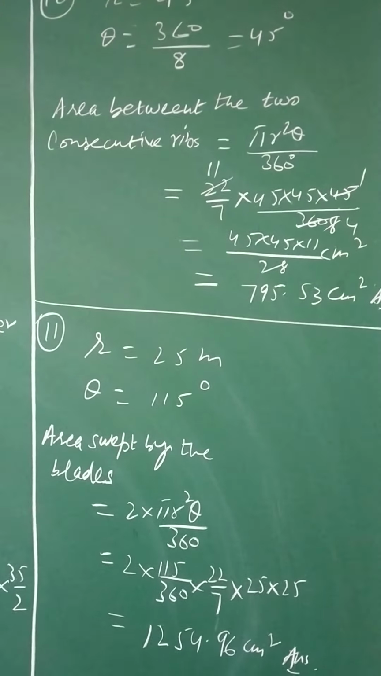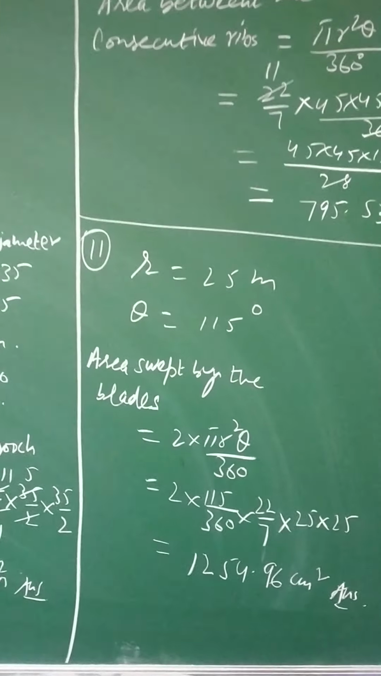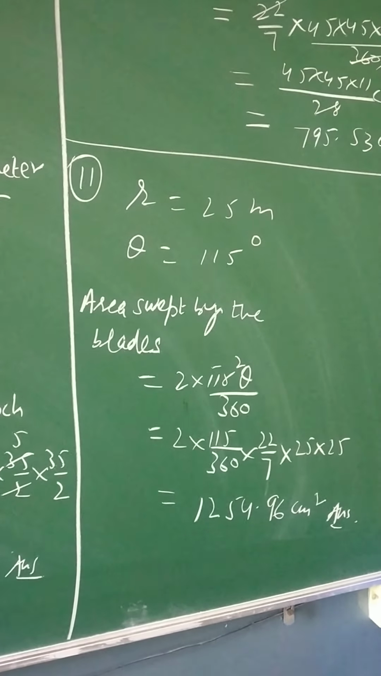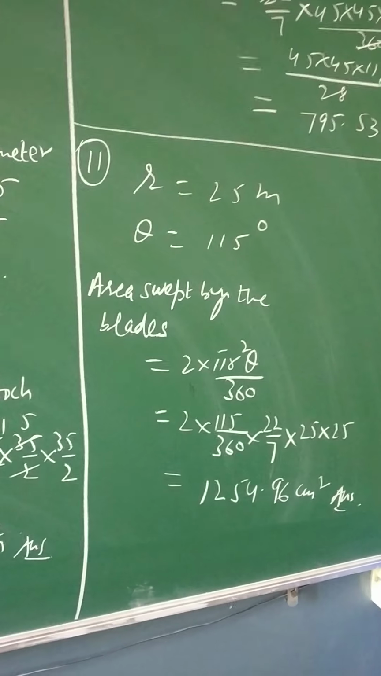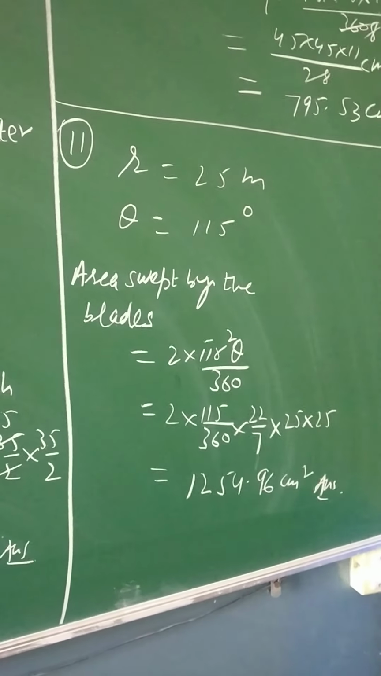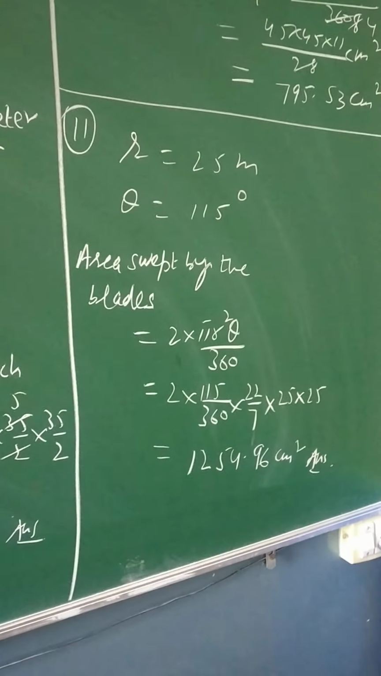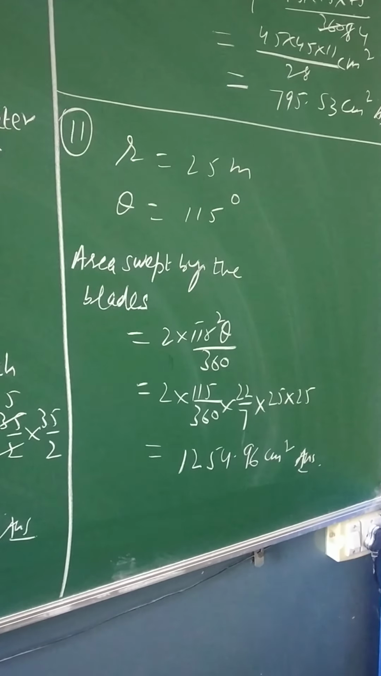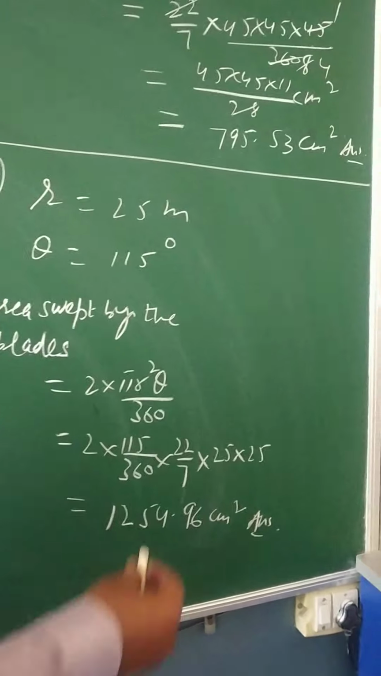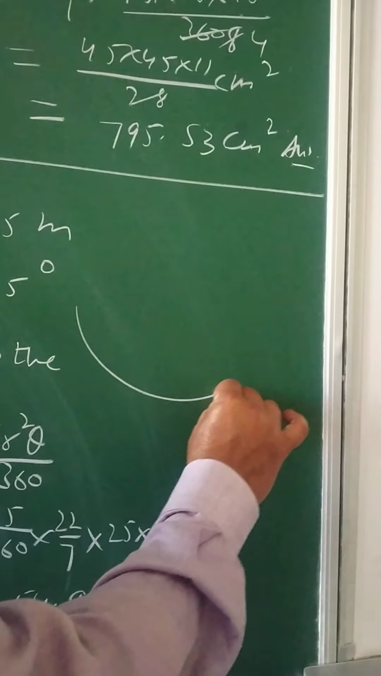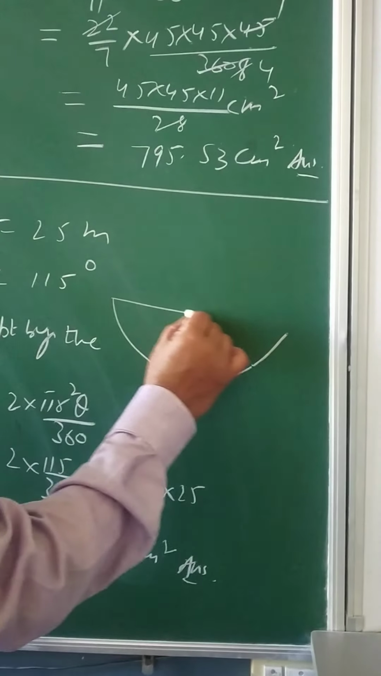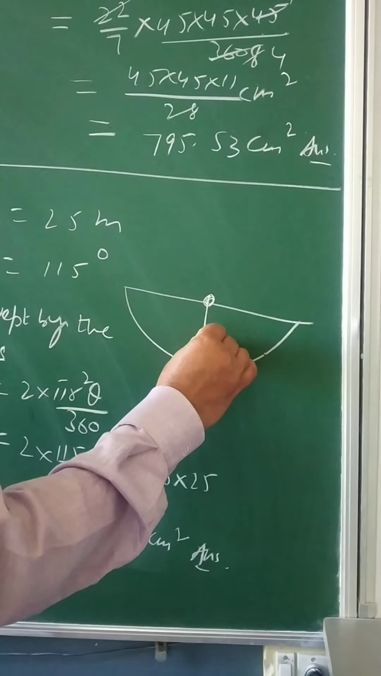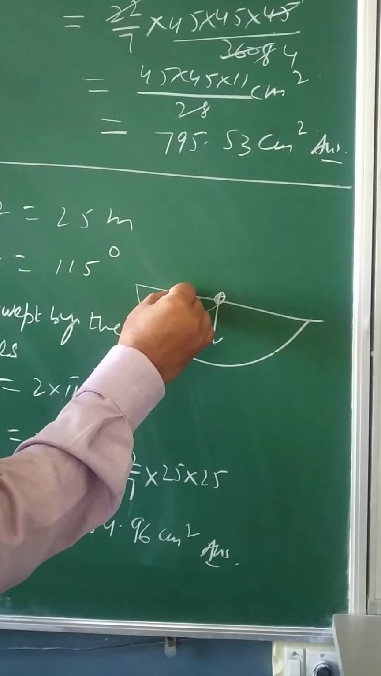Then the 11th question is: a car has two wipers which do not overlap. Each wiper has a blade of length 25 centimeters sweeping through an angle of 115 degrees. Find the total area cleaned at each sweep of the blade. So you see the windscreen of the car is something like this, and the wiper is fixed. So the wiper is moving like this.